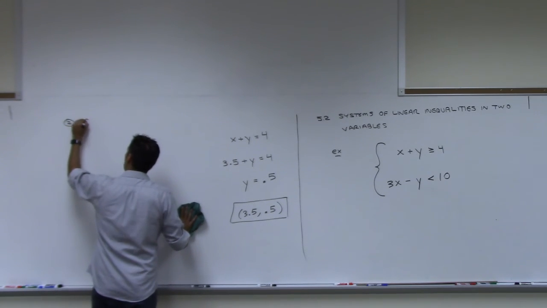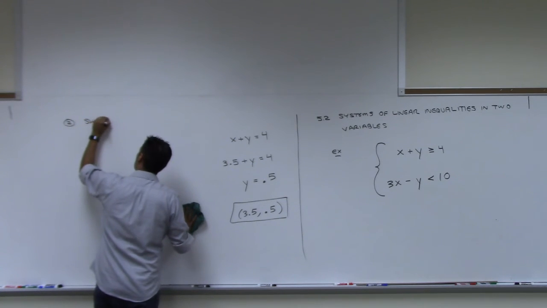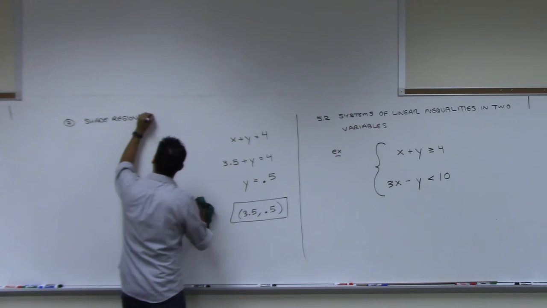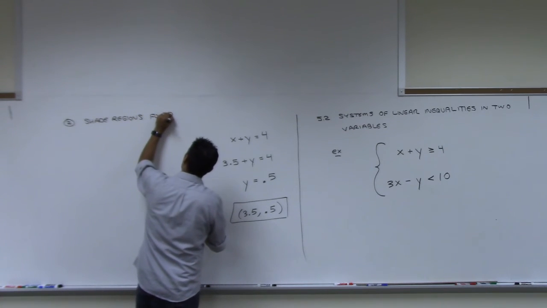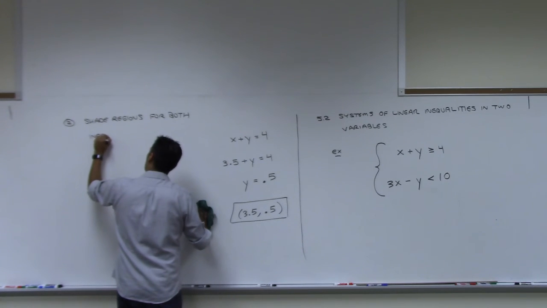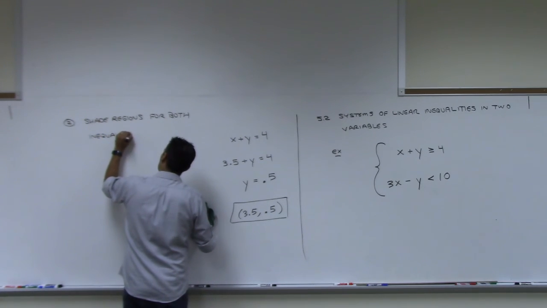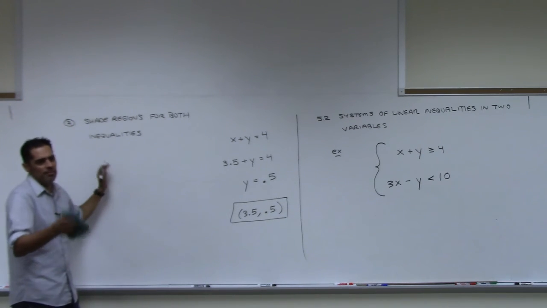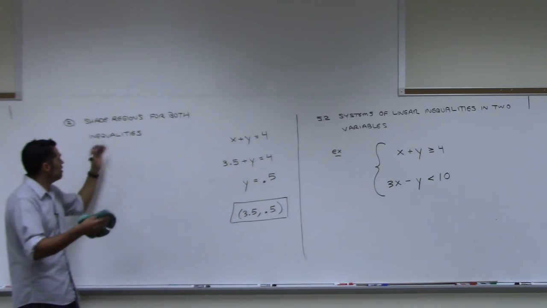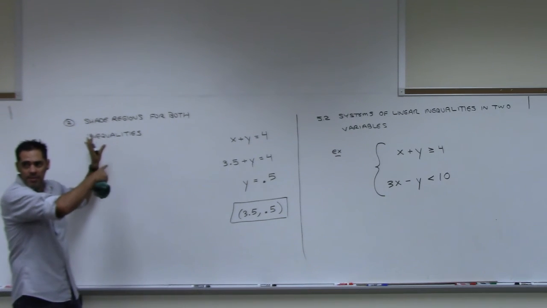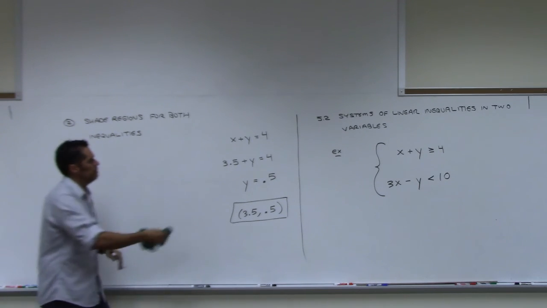is to shade regions for both inequalities. So that step, it sounds like, oh, just shade both regions or shade the regions for both inequalities. That sounds like a small step, but you understand the amount of work required for this step now. Okay, so let's do it.